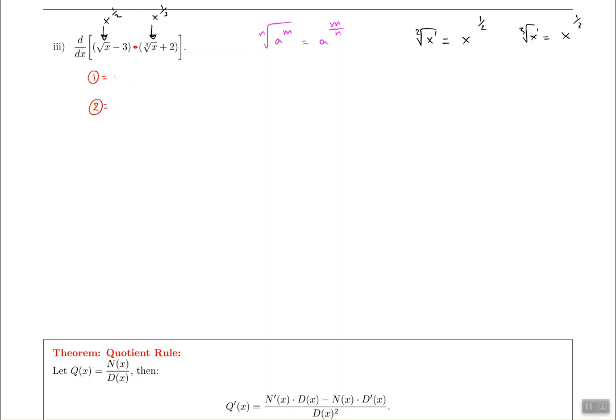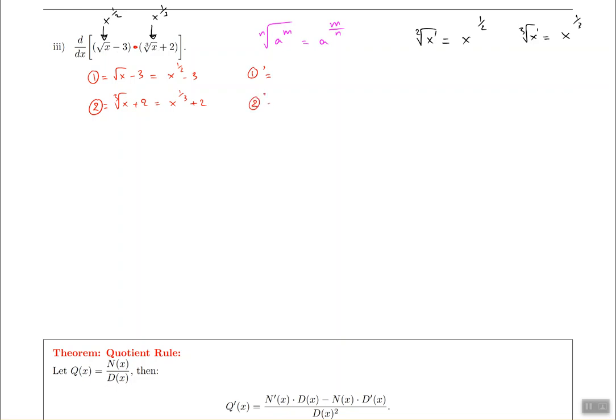So the first function is square root of x minus 3, which we're rewriting as x to the 1/2 minus 3. The second function is the cube root of x plus 2, which is the same thing as x to the power of 1/3 plus 2. So those are my first and second function.